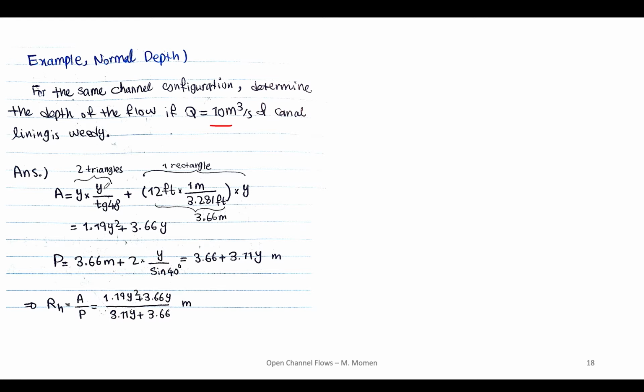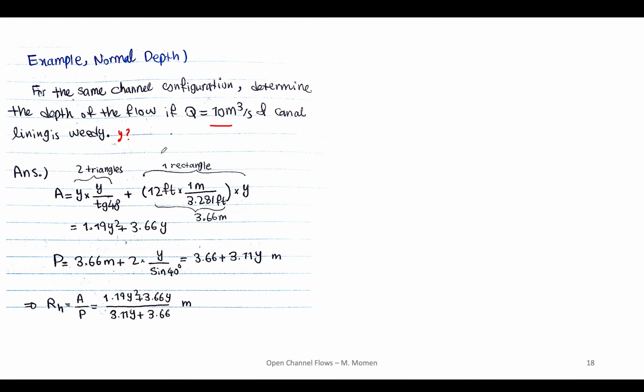Y times y over tangent of 40 degrees, plus the one rectangle that we had: it's 12 foot times 1 meter per 3.281 foot, the conversion factor, which is going to be 3.66 meter times y. So y is unknown in the problem, and we want to find it, right? Because we want to find the depth of the flow. We have to find what y is here.